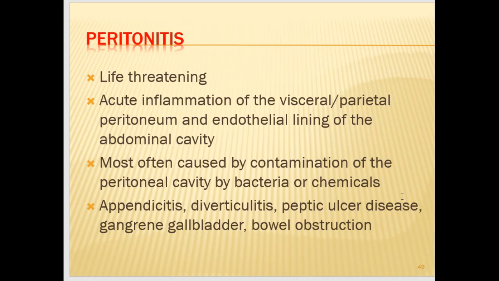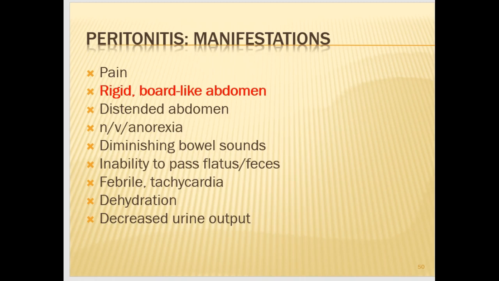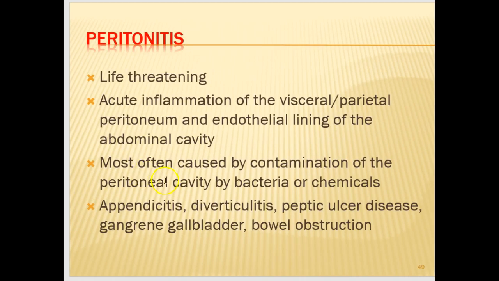Appendicitis, diverticulitis, peptic ulcer disease, gangrene, gallbladder, and bowel obstruction. A lot of these things do happen with our patients. So peritonitis, what are some of the manifestations? Here we are. I'm not going to read them all to you, but look what's in red. That rigid, board-like abdomen.